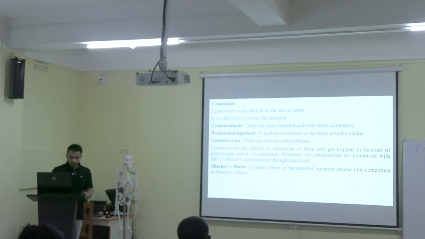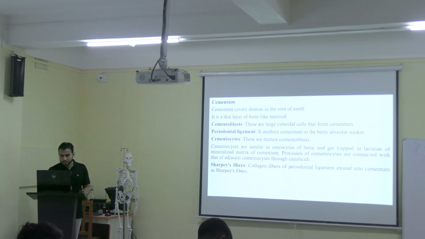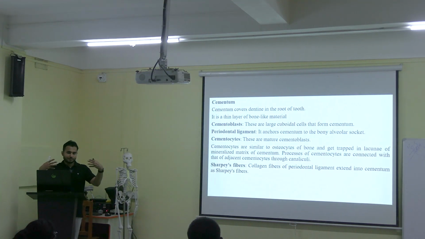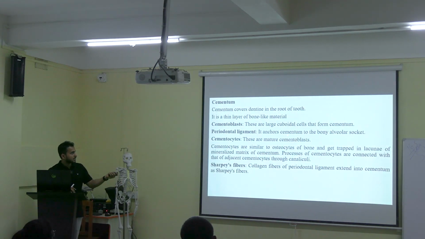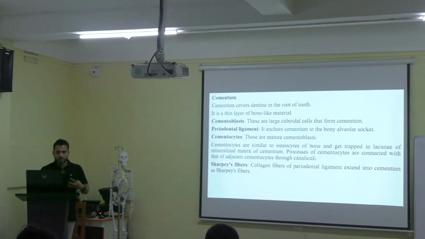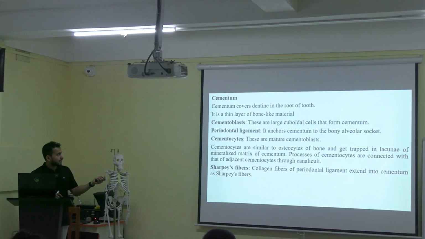Next, periodontal ligaments are there. Now this periodontal ligament will anchor the cementum to the bony alveolar socket. The fibers of the periodontal ligament will hold, or you can say anchor. Which part will be anchored? Cementum to the bone of the alveolar socket. The cementum and the bone of the alveolar socket are held together by this periodontal ligament.